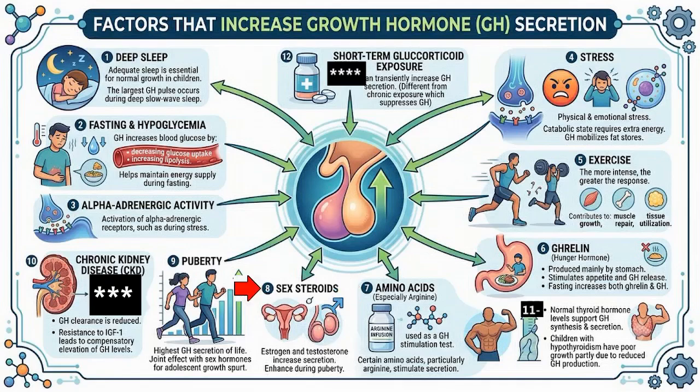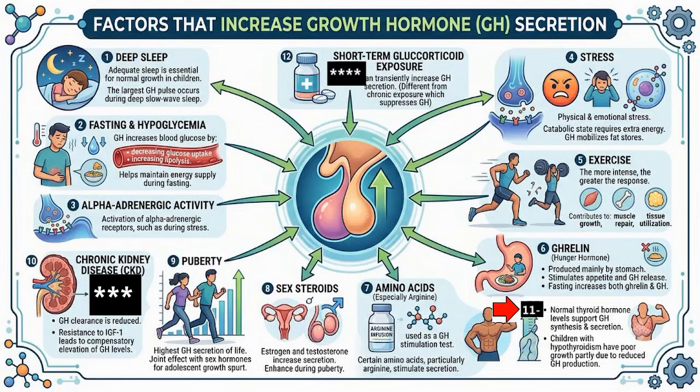8. Sex steroids. Estrogen and testosterone increase GH secretion. During puberty, rising sex steroid levels enhance GH secretion. 9. Puberty. Puberty is associated with the highest GH secretion of life. Together, GH and sex hormones produce the adolescent growth spurt. 10. Chronic kidney disease, CKD. In CKD, GH clearance is reduced, and resistance to IGF-1 leads to compensatory elevation of GH levels. However, despite high GH, normal growth may still be impaired because the tissues become resistant to its effects.